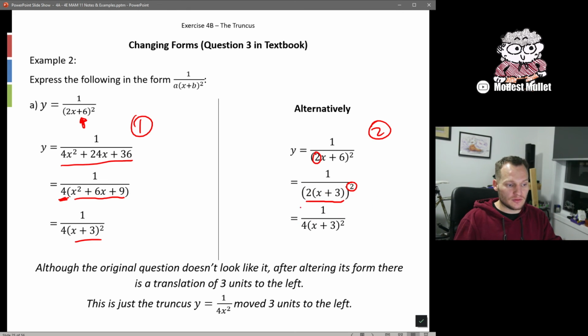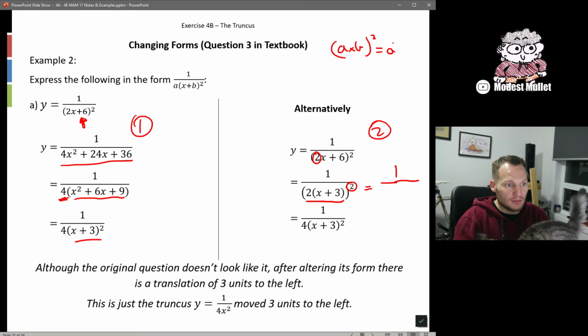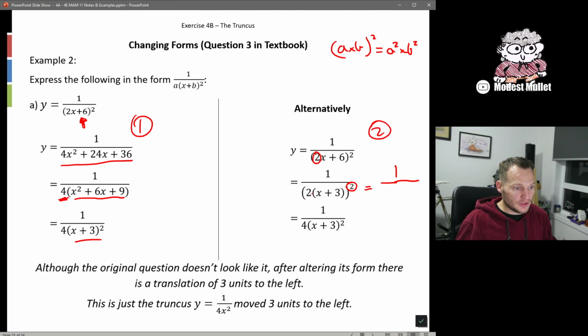And then using index laws, you can take it outside the bracket, because in this case we have (2x plus 3) all squared. That is actually the same as, using our index laws, which say if we had a times b, and that's all squared, that's the same as a squared times b squared. In this case, that bit there is our a, and this bit there is our b, because it's 2 times that whole expression in the brackets. That's the same as 2 squared times (x plus 3) all squared. Do the 2 squared, that gives us our 4. And we can now read our h value properly as 3.